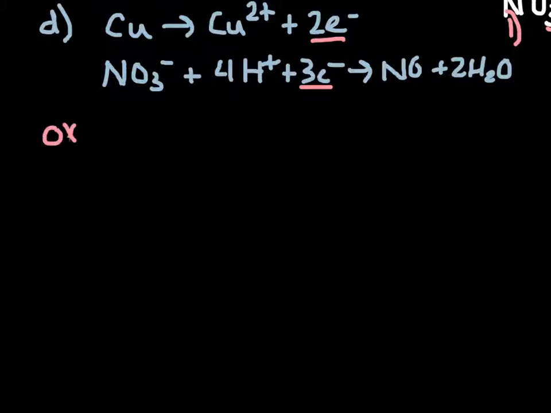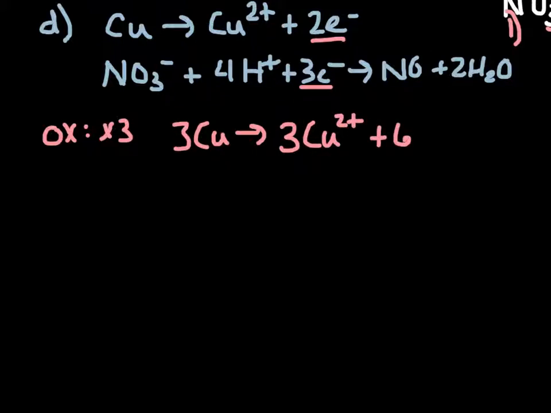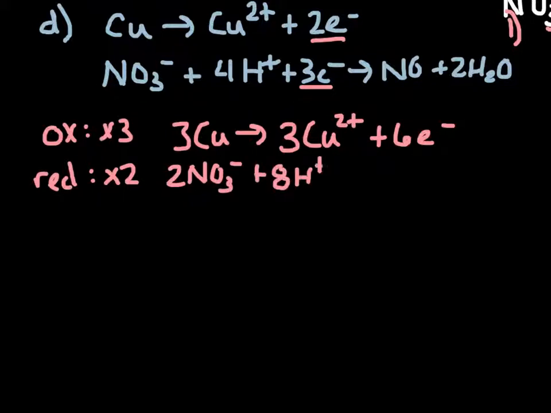So in our oxidation reaction, we're going to want to multiply everything by 3 so that those electrons can get up to 6. That shows us now we have 3 coppers, 3 Cu2+ plus those 6 electrons. For our reduction reaction, because there's 3 electrons and we need to get to 6, we want to multiply everything by 2. So now we have 2 NO3- plus 8 H+ plus our 6 electrons gives us 2 NOs plus 4 H2Os.